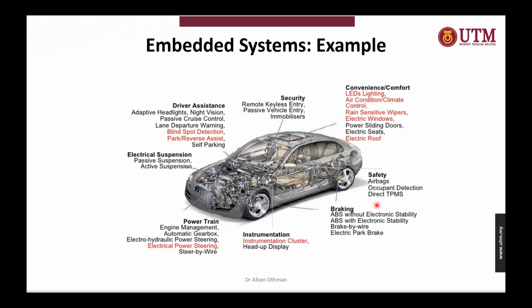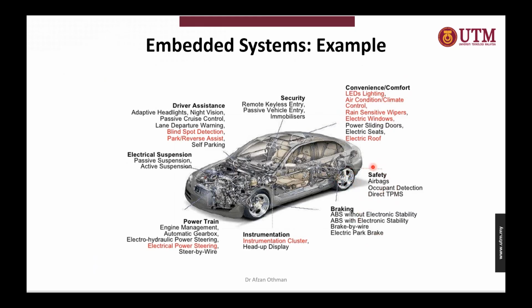And then maybe we have the direct TPMS, the tire pressure monitoring system. It is very useful to check whether your tire is underinflated or not, whether you have enough air pressure inside the tire. If the air pressure is below a certain threshold, it will pop up an alarm or a signal saying your tire is below pressure, and you need to re-inflate your tire. So that's for safety.